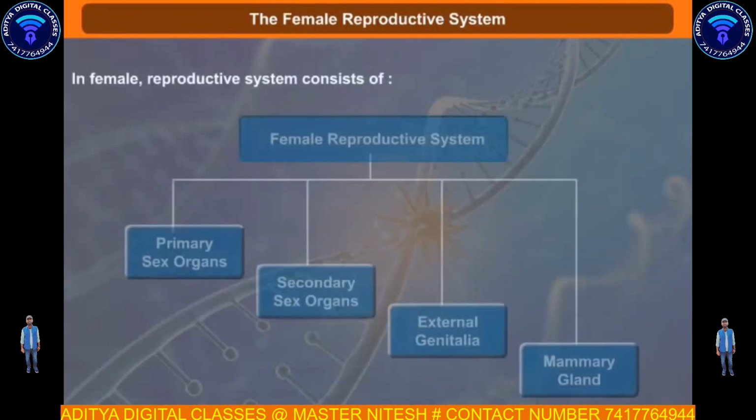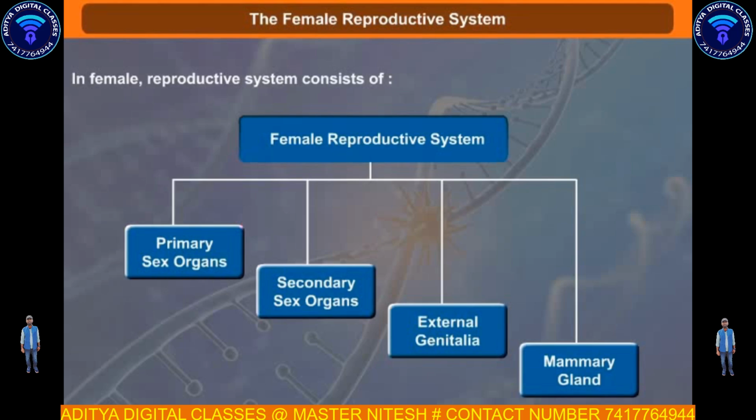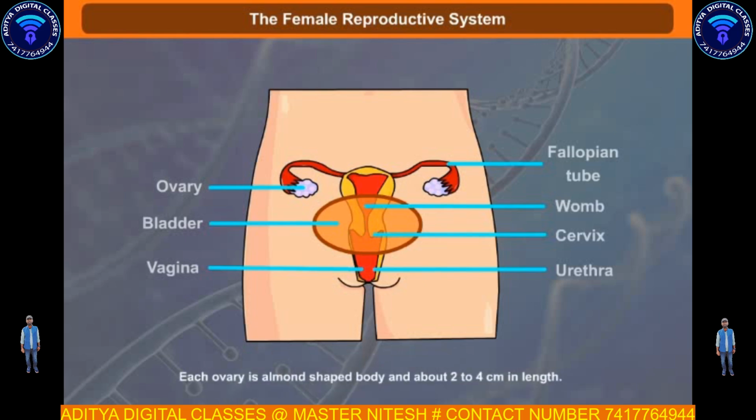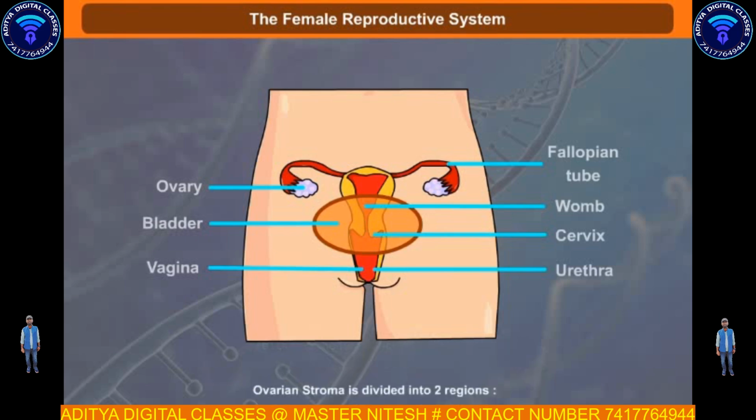In females, the reproductive system consists of primary sex organs, secondary sex organs, external genitalia, and mammary glands. The primary sex organ is a pair of ovaries. Ovaries produce female gametes called ova, located in abdominal cavity. Each ovary is an almond-shaped body about 2 to 4 centimeters in length, covered by a thin epithelium enclosing the ovarian stroma. Ovarian stroma is divided into 2 regions, peripheral cortex and inner medulla.